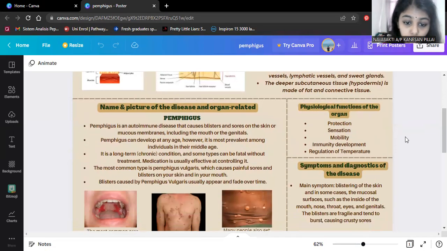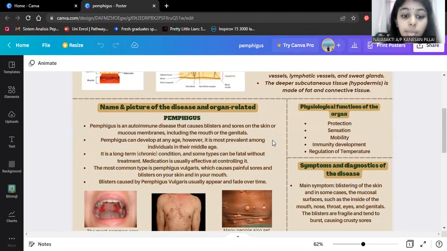Now let's get into the disease, pemphigus. Pemphigus is an autoimmune disease that causes blisters and sores on the skin or mucous membranes, including the mouth or the genitals. Pemphigus can develop at any age. However, it is most prevalent among individuals in their middle age. It is a long term, also known as chronic condition, and some types can be fatal without treatment. Medication is usually effective at controlling it.